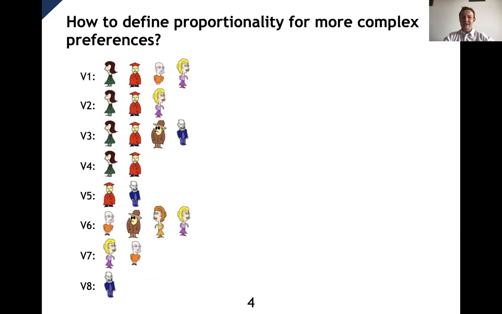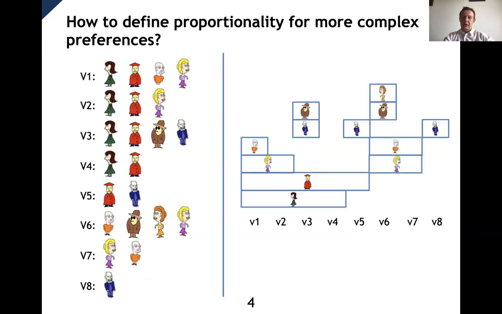In this general example, identifying a proportional committee is no longer easy. Indeed, if we try to plot this box diagram that corresponds to this approval-based preference profile, then it is no longer so nicely aligned. So how could we identify a proportional committee in this example? What does it mean that the committee is proportional? This is the central question of our paper.